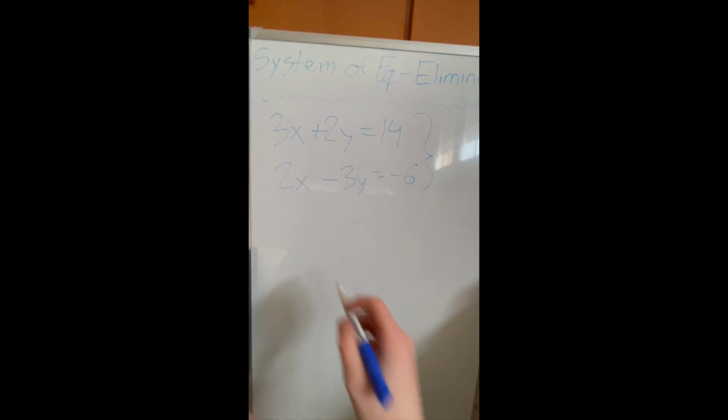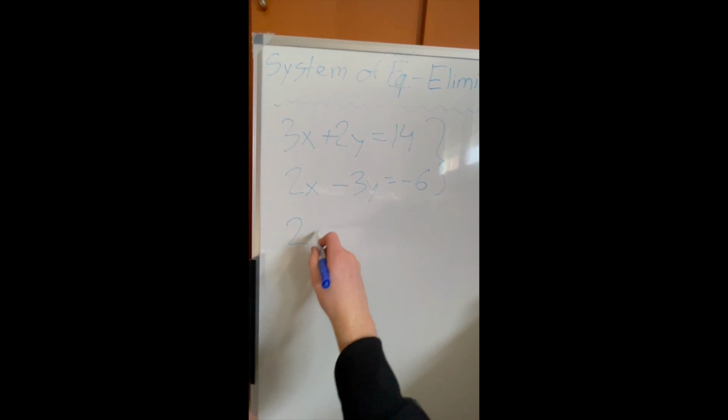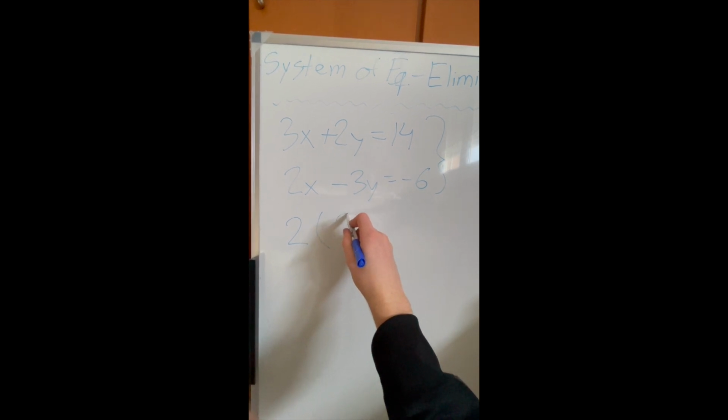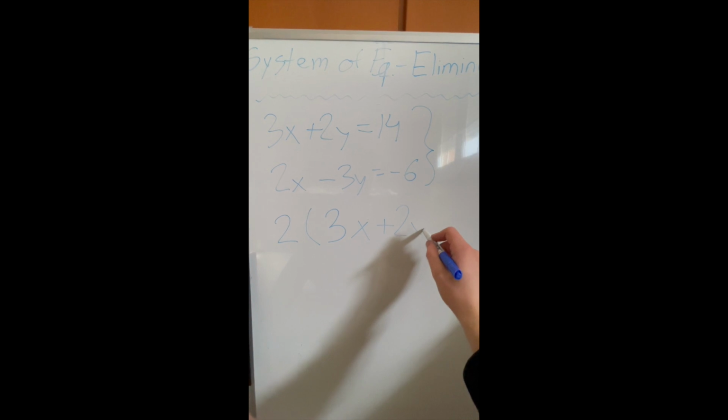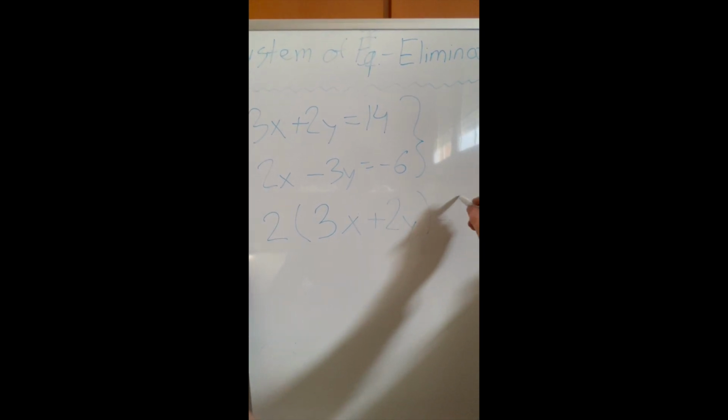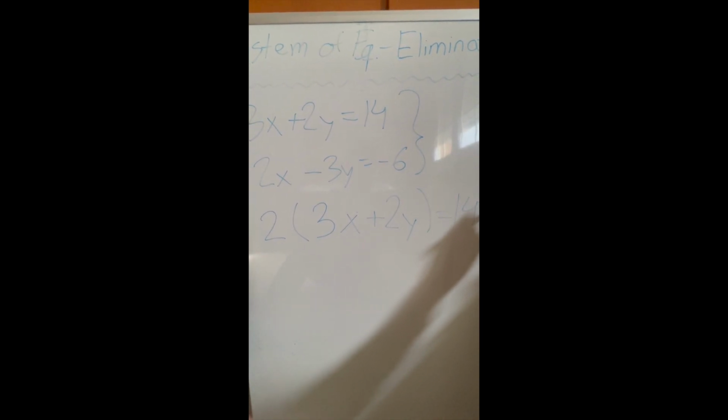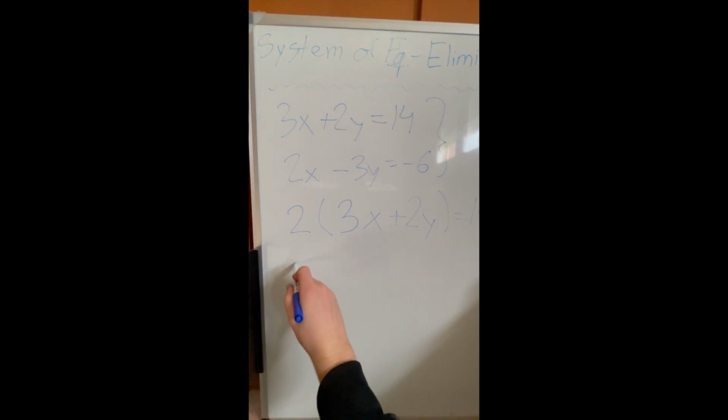Let's do that. Let's multiply the first equation by 2 on both sides because it has to remain equal. And the second equation by 3.